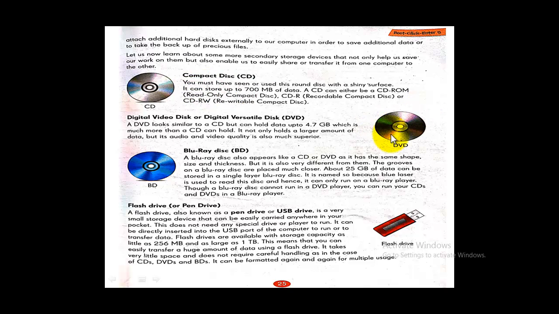But a DVD should be played in a DVD player. Okay, DVD should be played in a DVD player. But a DVD player can also play a CD. But a DVD cannot be played in a CD player.